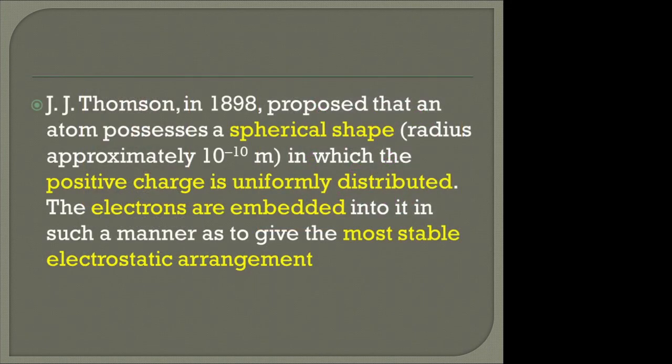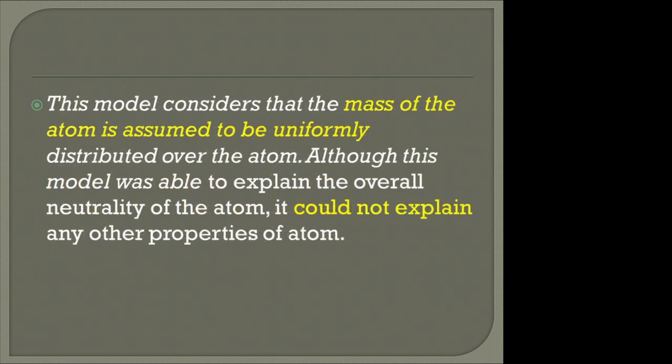J.J. Thomson in 1898 proposed that an atom possesses a spherical shape, radius approximately 10 raised to minus 10 meter, in which the positive charge is uniformly distributed. The electrons are embedded into it in such a manner as to give the most stable electrostatic arrangement. This model considers that the mass of the atom is assumed to be uniformly distributed over the atom.